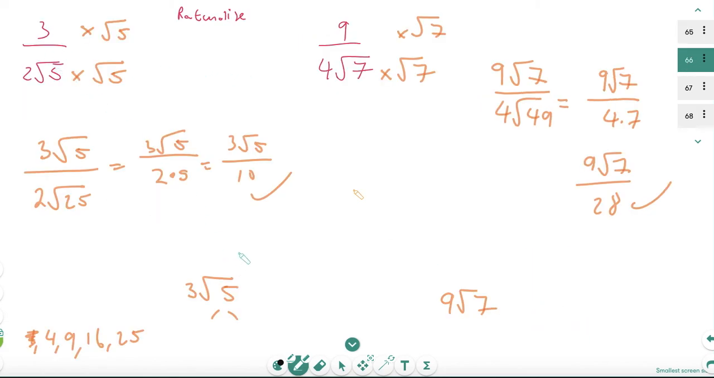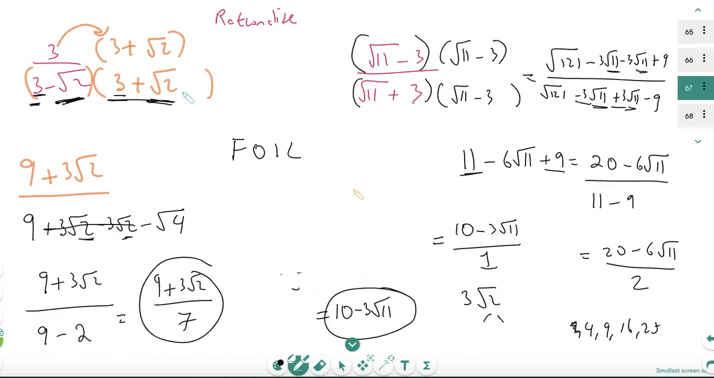3 over 2 root 5 ends up like this. No more surd. We rationalize the denominator. Started off with this, ended up with this. No surd at the denominator. Start off with this, there's a surd at the denominator. Look at our answer. We don't even have a denominator, so we've rationalized everything, guys.